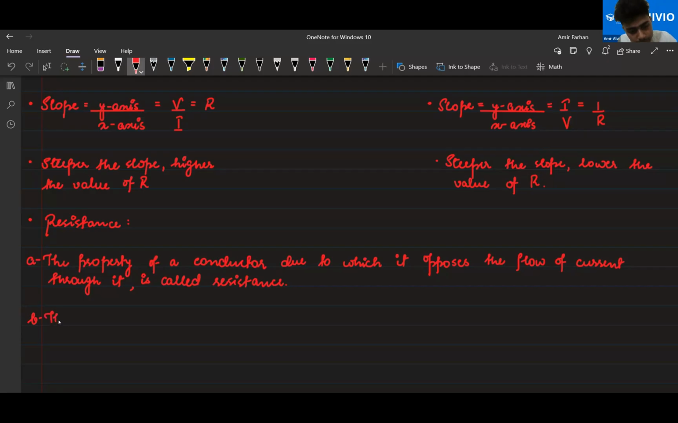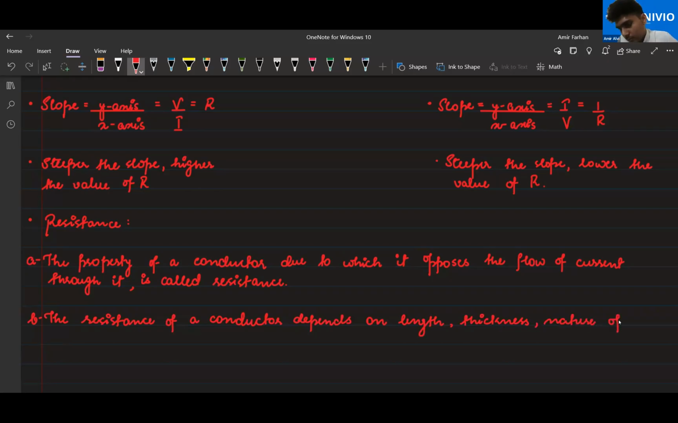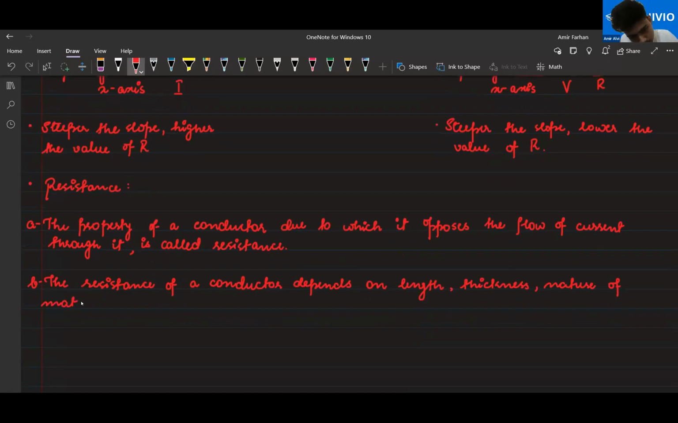So let me write it over here. The resistance of a conductor depends on length, thickness, nature of material, and temperature.